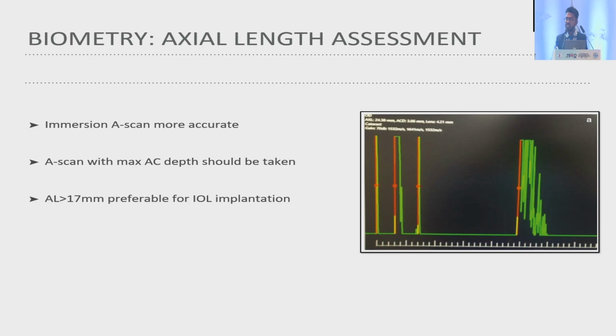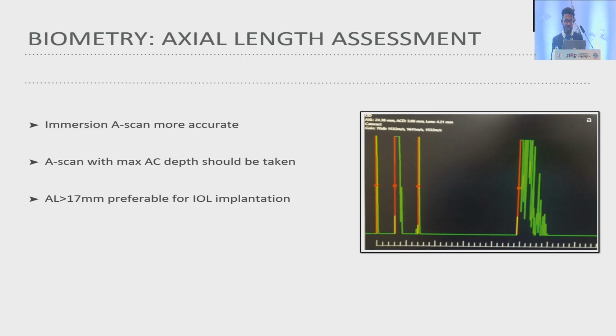So immersion A scan, although theoretically more accurate since it precludes the indentation of the central cornea as seen in contact scans, cannot ensure proper fixation, so it is not so useful in children. So most commonly we do a contact scan method.